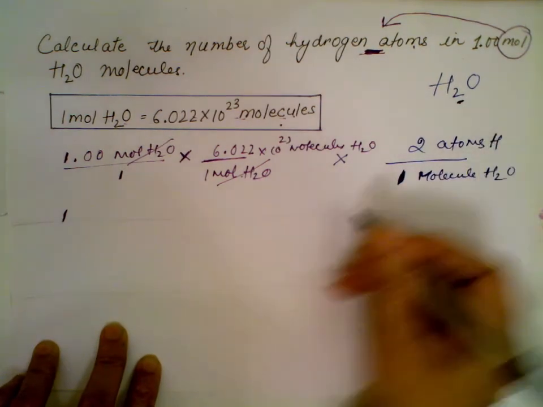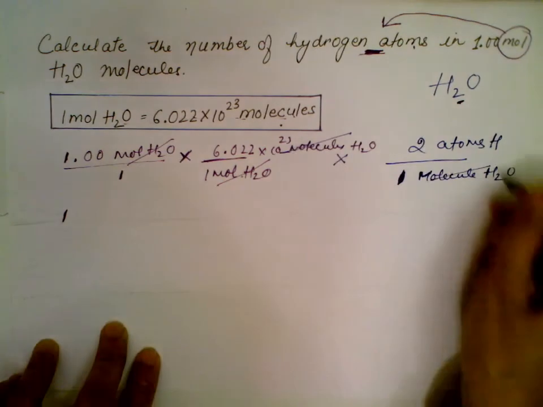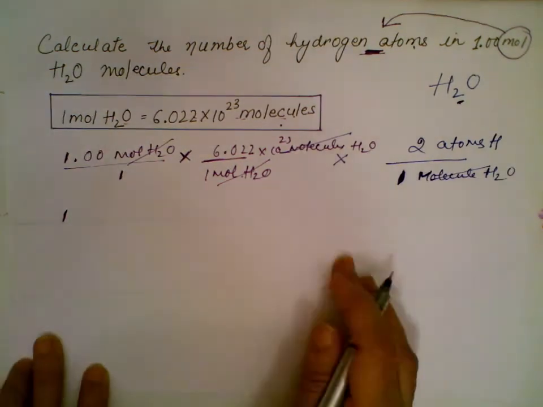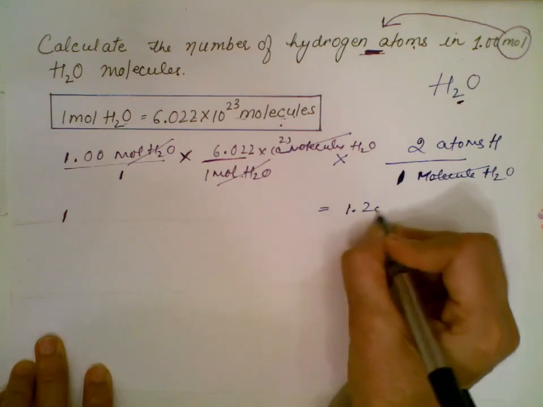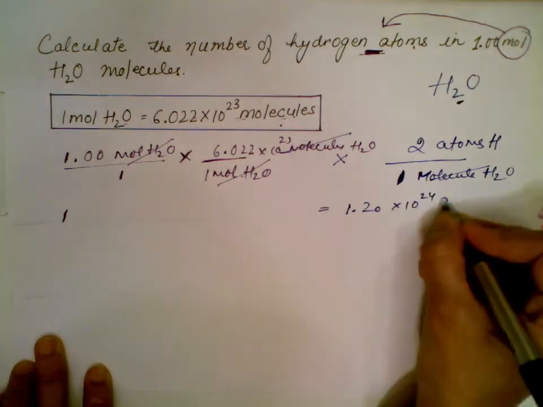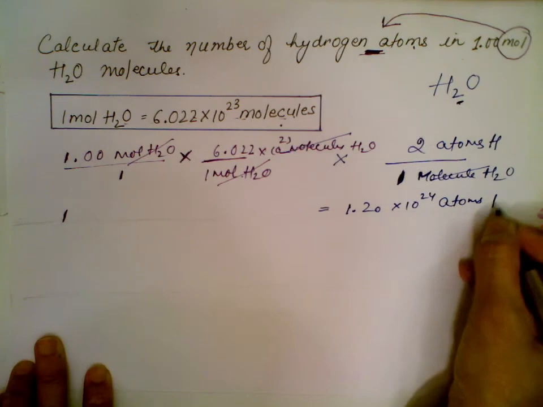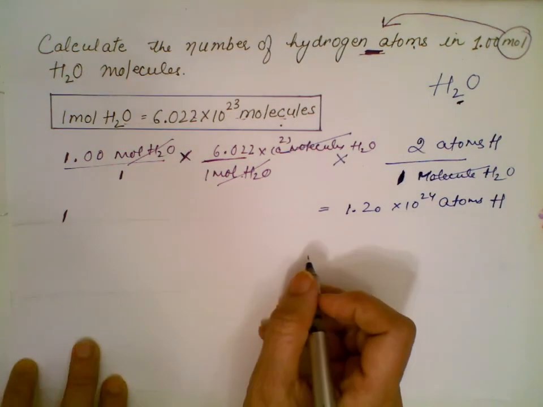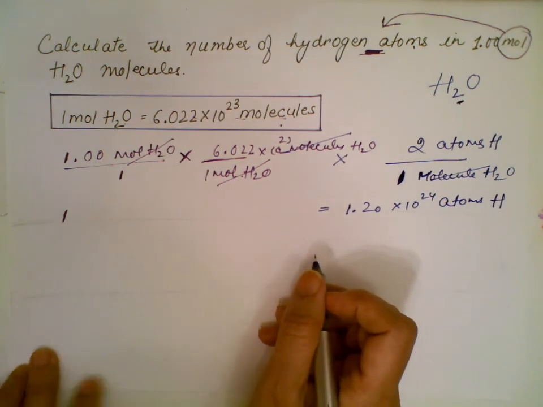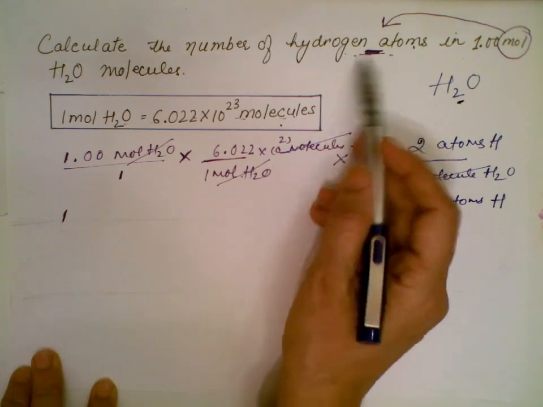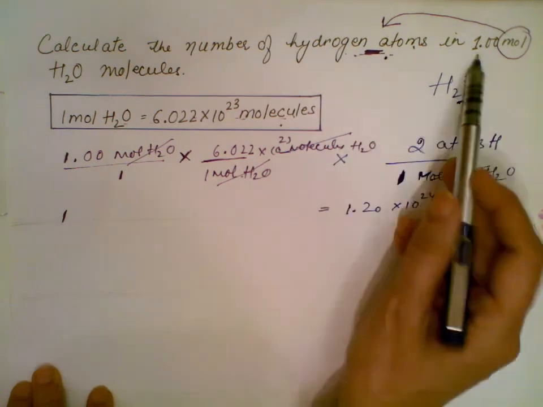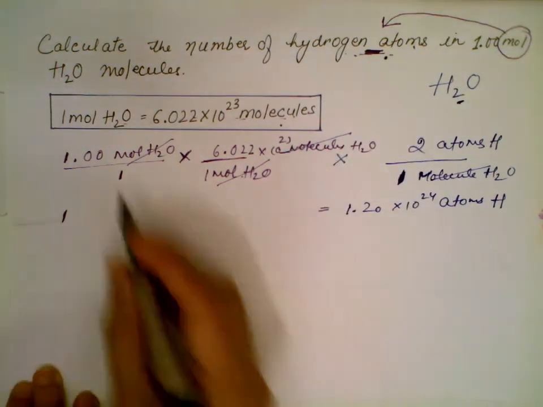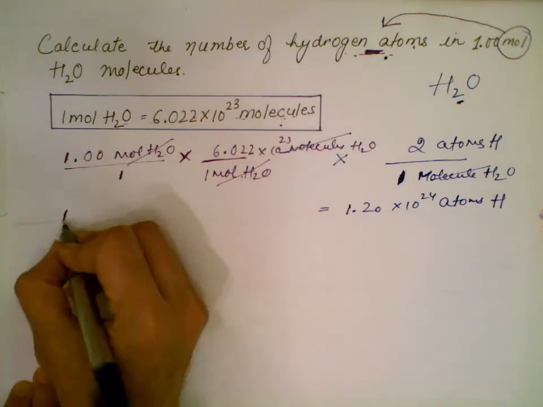All right. And then you cancel the units that you don't need. Use the calculator, multiply. You're going to get this number. Okay. Now, how about if you were asked to find, instead of hydrogen atoms, oxygen atoms in 1 mole? What would you do then?